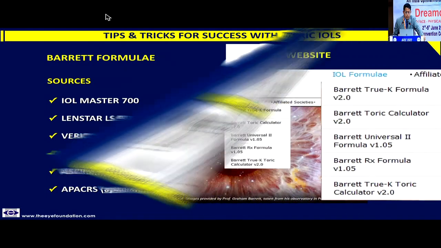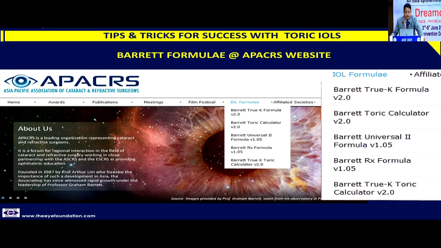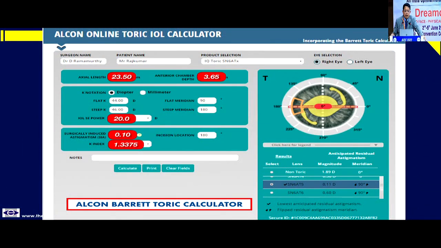But just in case you are in a position where you still don't have access to one, that does not mean you cannot take benefit from the Barrett formulae. They are available on both the ASCRS and APSCRS websites, right on the home page of the APSCRS website. Some of the formulae, like the Barrett RX formula and Barrett True K, are not actually available in the optical biometers, but are available on the websites. So even in our small centers where we do not have optical biometers, we take the measurements from the immersion A scan and from the keratometer, and then input the data into these formulas to get the benefit of them.